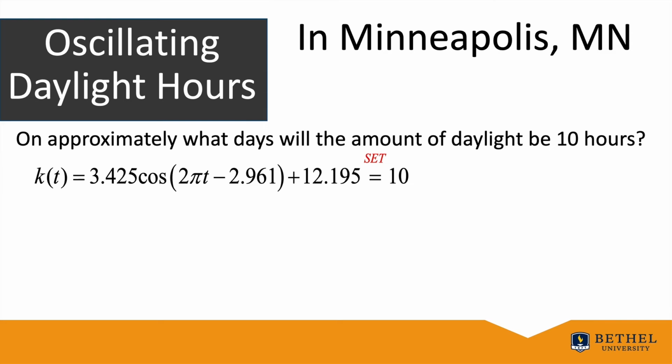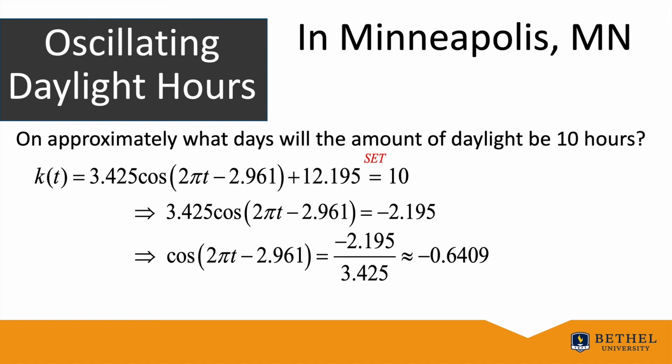Because of the cosine, this is not going to be so simple. In fact, there are going to be infinitely many answers. But can we find even one or two of them? Try to isolate t. Start by subtracting 12.195 from both sides to get this equation: 3.425 cosine of 2 pi t minus 2.961 equals negative 2.195. Next, we could divide both sides by 3.425 to get that cosine of 2 pi t minus 2.961 is negative 2.195 over 3.425, which is about negative 0.6409.